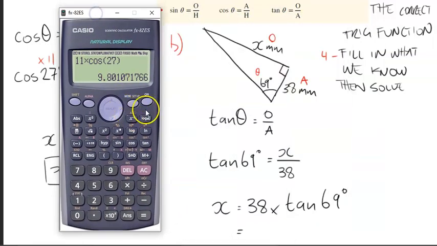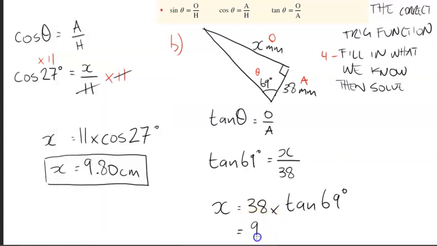Put this into a calculator. So 38 multiplied by tan 69 degrees, close the bracket, and this is equal to 98.993, so 98.99 millimeters. We know it's millimeters because it's been given in the context of millimeters, and that here is solving for the numerator on the top.